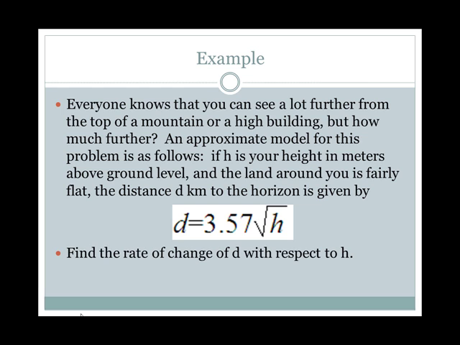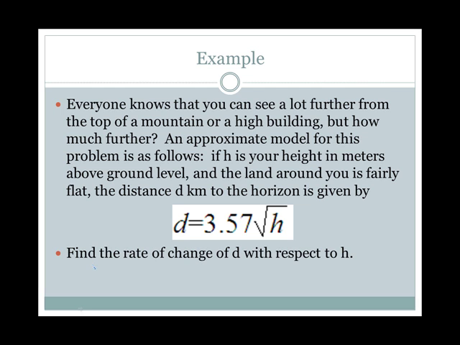Well, a model that has been developed that determines how far you can see based on how high you are is D equals 3.57 square root of h. So let's find the rate of change of the distance with respect to the height. Okay, the rate of change of the distance with respect to the height, meaning as the height changes, what does the distance change? Now I'm going to use this opportunity to do something just a little bit differently.